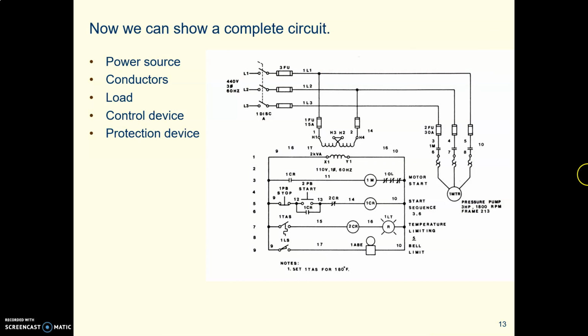So now we've got everything we need to make a complete circuit, and in the next 2 lectures we will look at how all this stuff works: our power source, going through our conductors, going through our control devices, our switches, our protection devices with our overloads and our breakers. How does this all work?